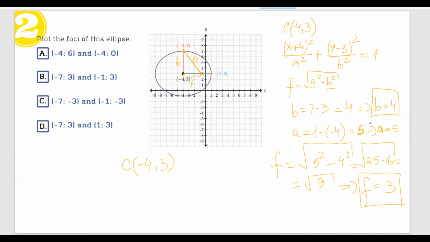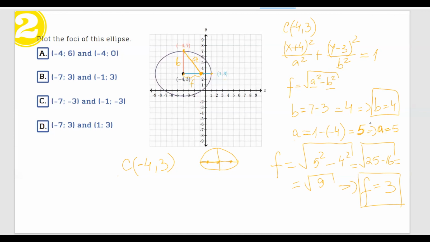And you know the major diameter of this ellipse is horizontal, because we got A greater than B. So this means that my ellipse looks like this, right? Because A is greater than B. So you know the foci are situated on the major diameter.